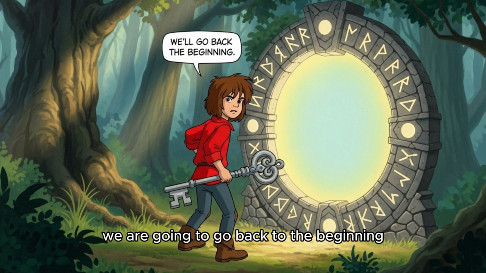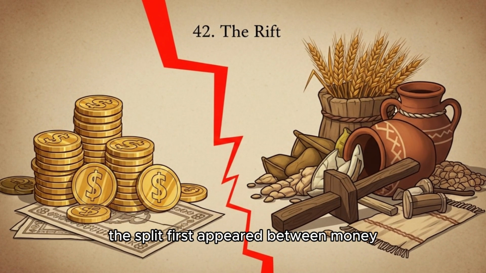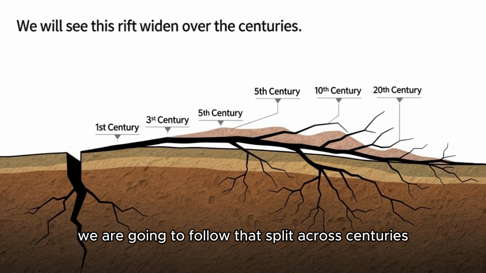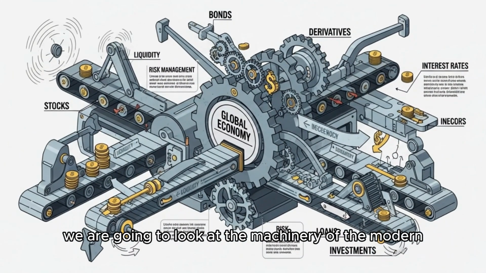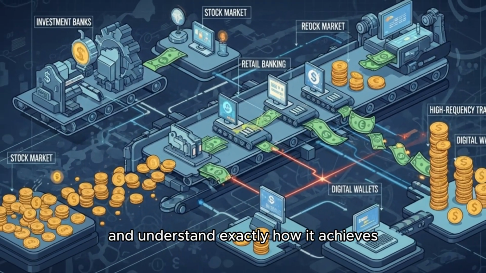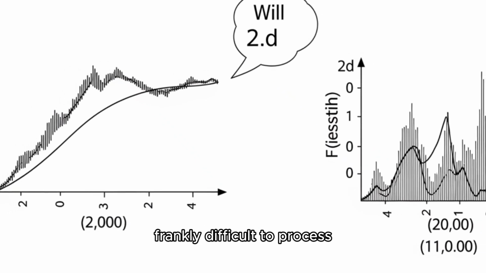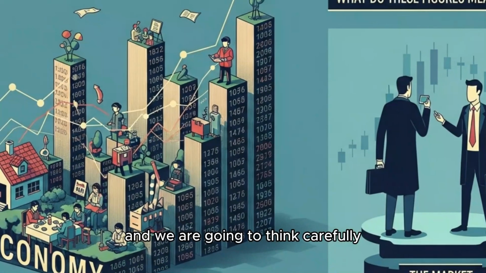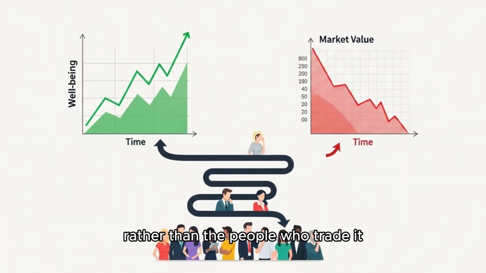We are going to go back to the beginning. We are going to trace the moment the split first appeared between money and the things money represents. We are going to follow that split across centuries, watching it widen. We are going to look at the machinery of the modern financial system and understand exactly how it achieves the speeds it achieves. We are going to sit with some numbers that are frankly difficult to process. And we are going to think carefully about what those numbers mean for the people who live inside the economy rather than the people who trade it.